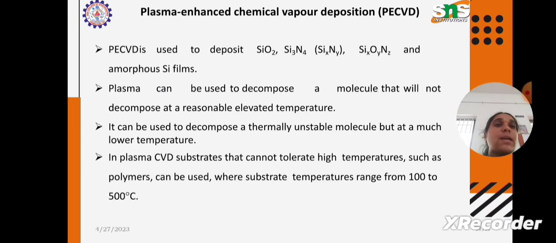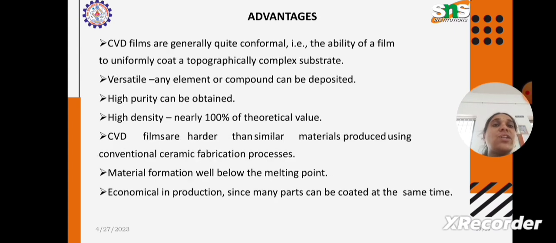And plasma enhanced chemical vapor deposition. Advantages of CVD: it produces films that can be uniformly coated on topographically complex substrates, it is versatile, high purity can be obtained, and high density, nearly 100% of the theoretical value. CVD films are harder than similar materials produced using conventional ceramic fabrication processes. The material formation occurs below the melting point, and it is economical in production since many parts can be coated at the same time.